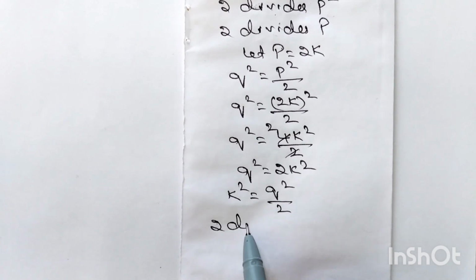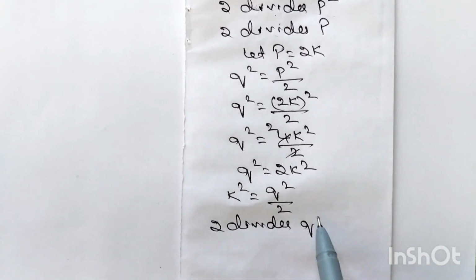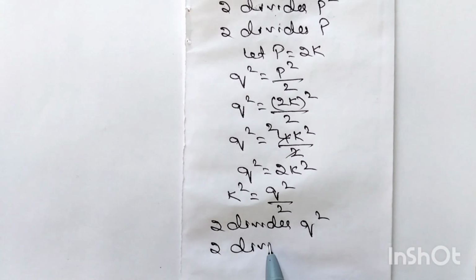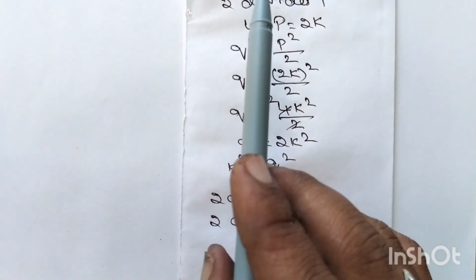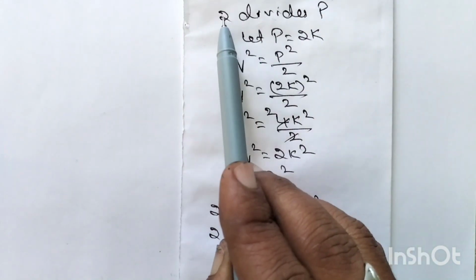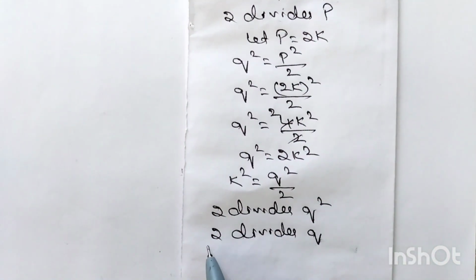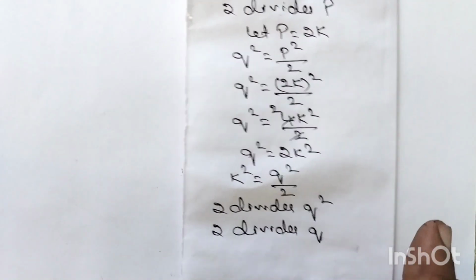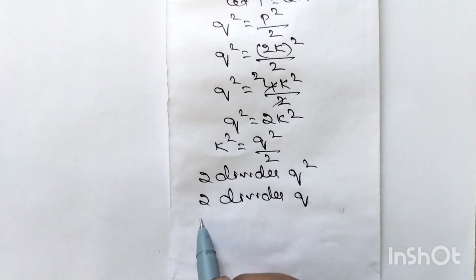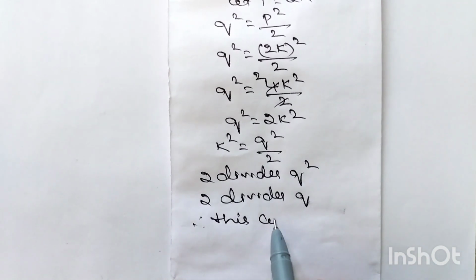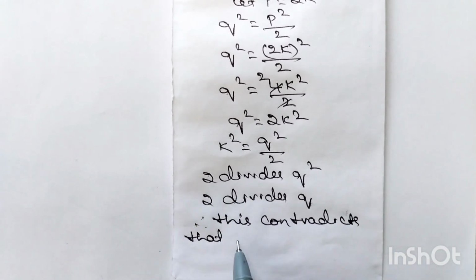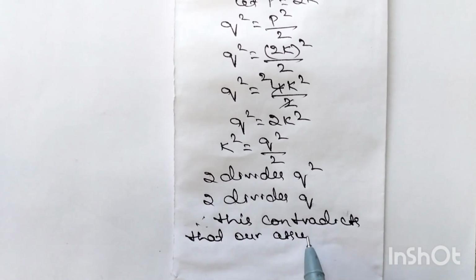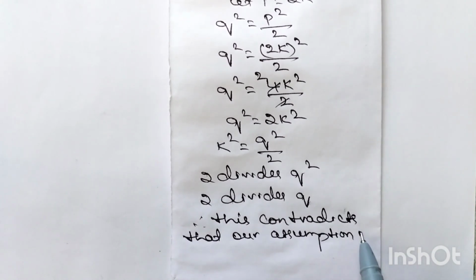So 2 divides q square. Therefore 2 divides q. So p and q having a common factor other than 1 is 2. Look, p is also divisible by 2, q is also divisible by 2, that means both have another common factor, that is other than 1, which is 2. So therefore this contradicts our assumption. Our assumption is wrong.